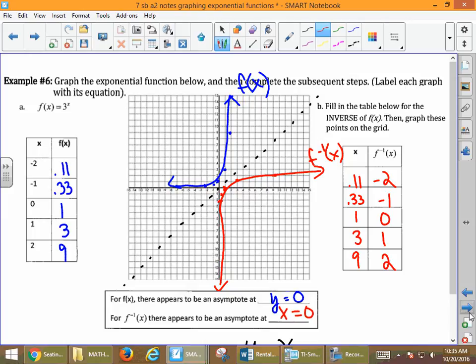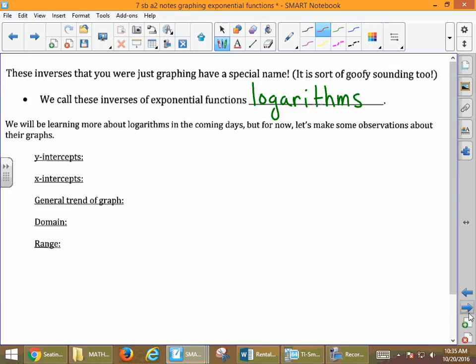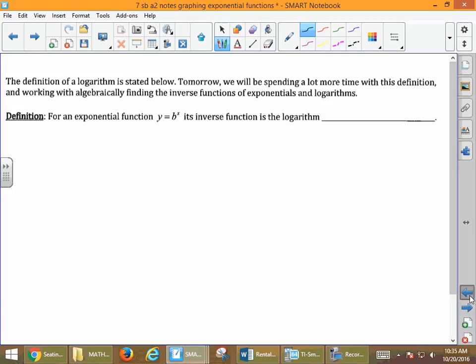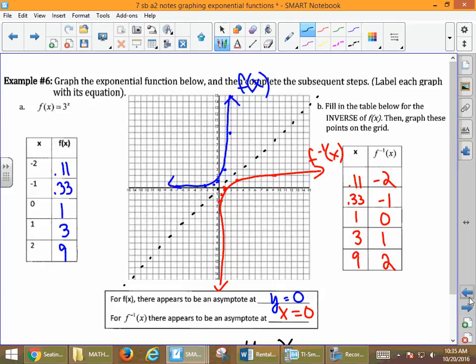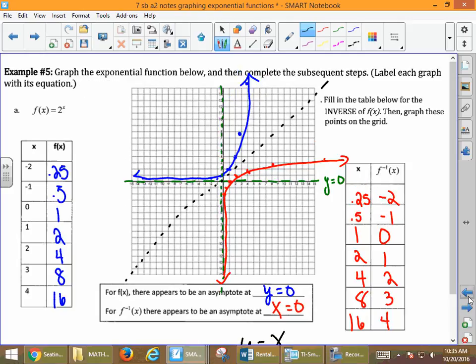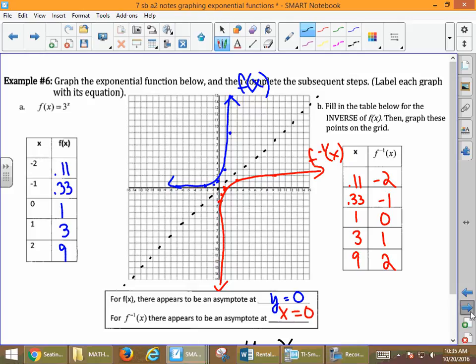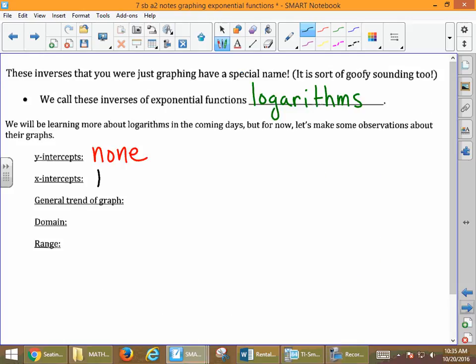Well, we don't have a y-intercept because we have an asymptote on the y-axis. The question then is, do we have an x-intercept? If we go back here, where does this graph cross the x-axis? It crosses at (1, 0). Also crosses at (1, 0). We have an x-intercept at (1, 0).